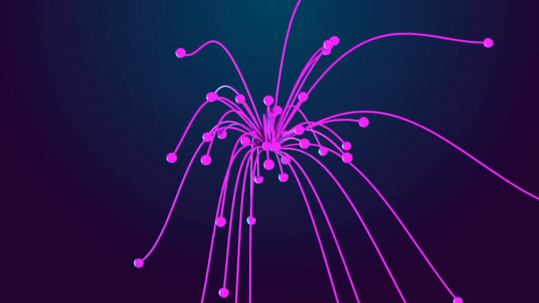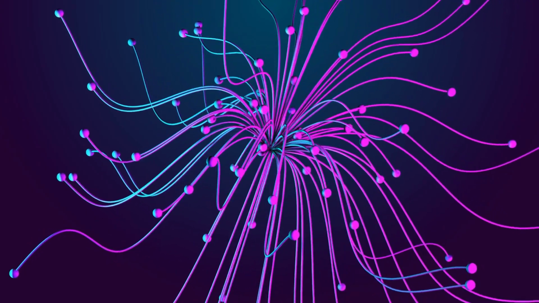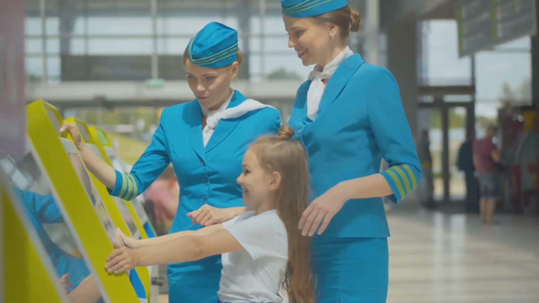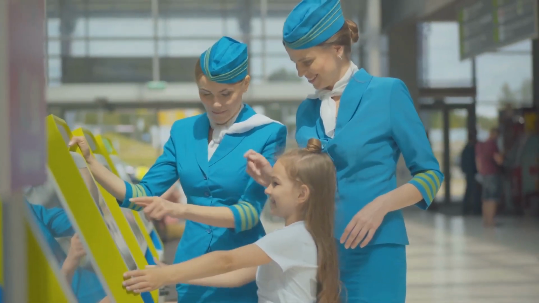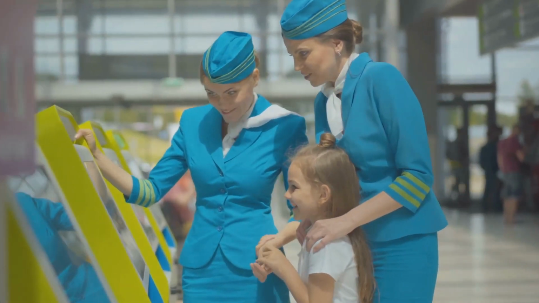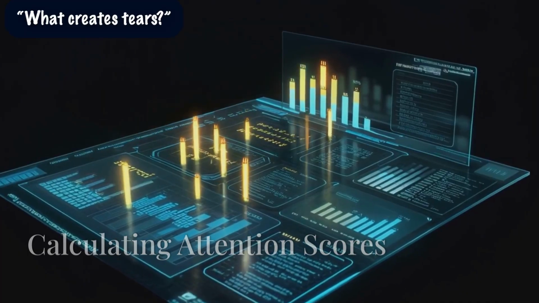The transformer uses something called an attention mechanism. This allows the model to focus on the most relevant parts of the input. It's like airport staff paying extra attention to passengers with special needs or urgent flights.